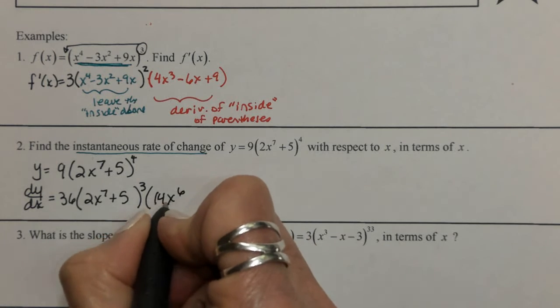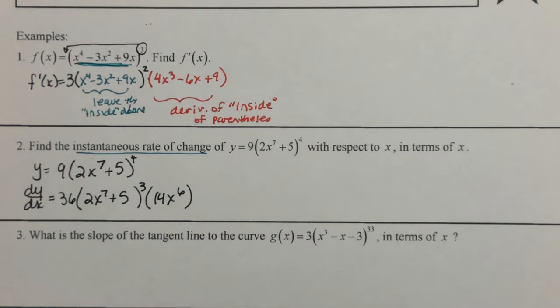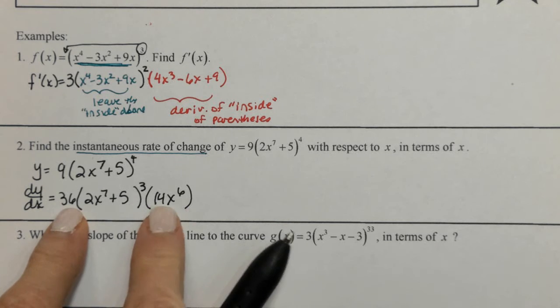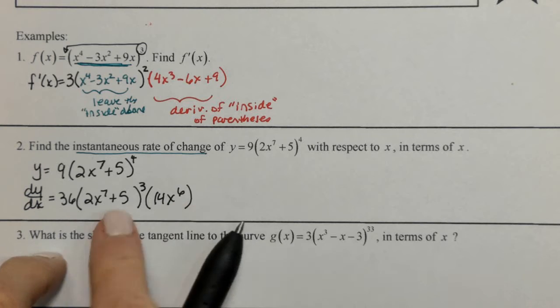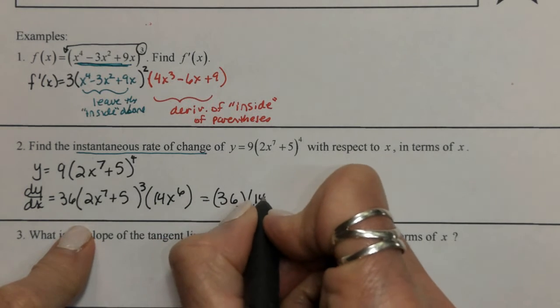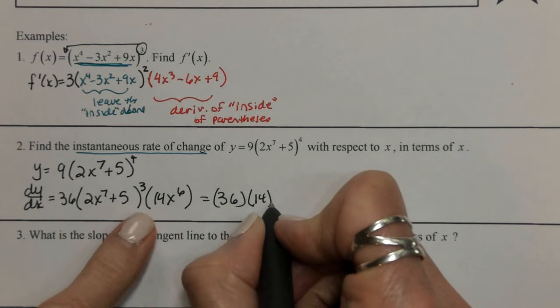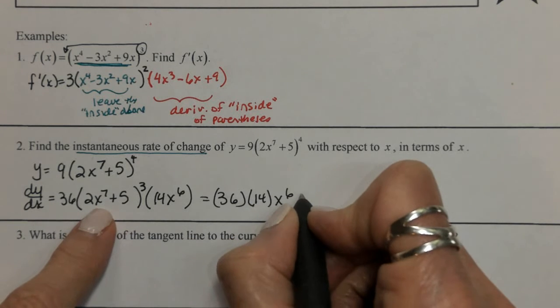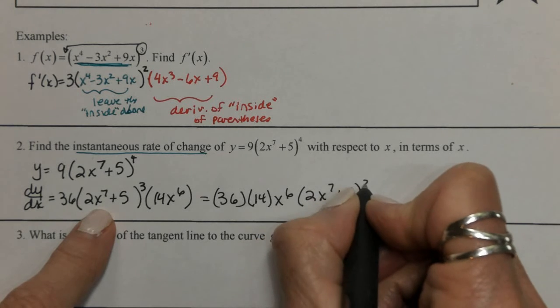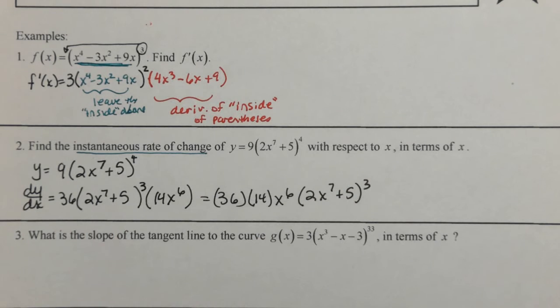14x to the 6th plus 0. As a multiple choice answer, they would multiply the 36 times the 14 and put the x to the 6th out in front. So whatever that is, I'm not going to multiply that out, but they would multiply that out, move your x to the 6th out front, and then write this part last. So that would be the multiple choice answer.